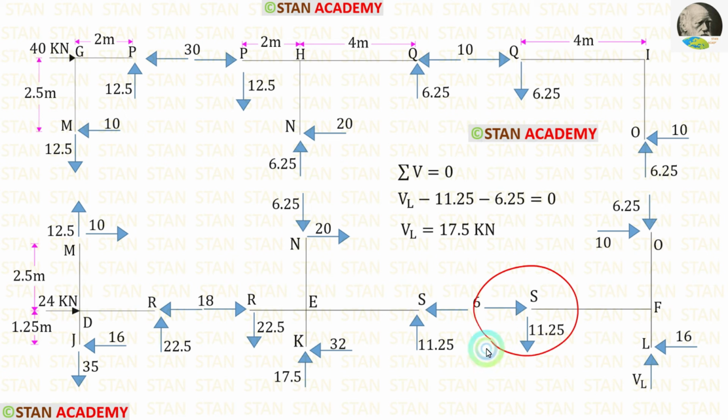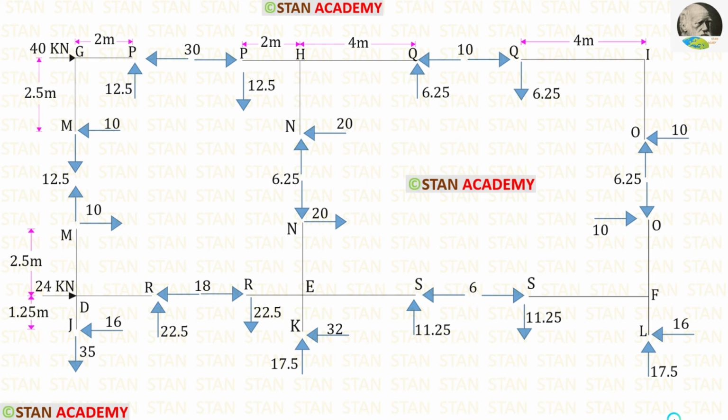Also, here, these two forces will be acting in the opposite directions. In the point L, we have already calculated the horizontal force. Only we have to find the vertical force. Let us apply this rule and find VL. These two forces are acting downwards, so both of them will be negative. VL is acting upwards, so that will be positive. Finally, for VL, we are getting 17.5 kilonewton.